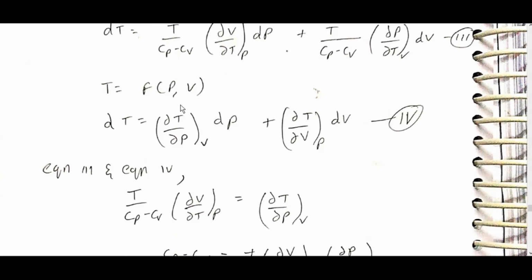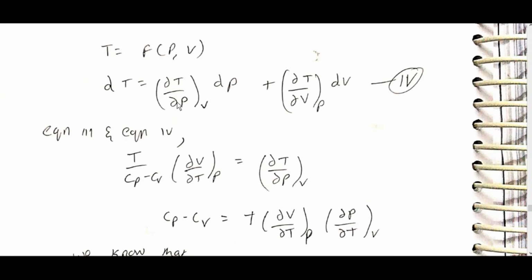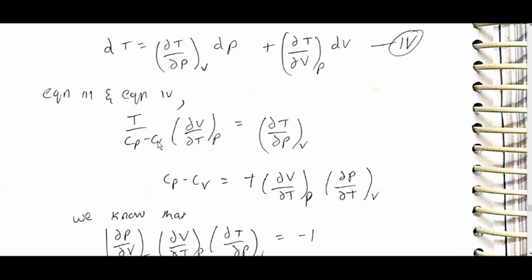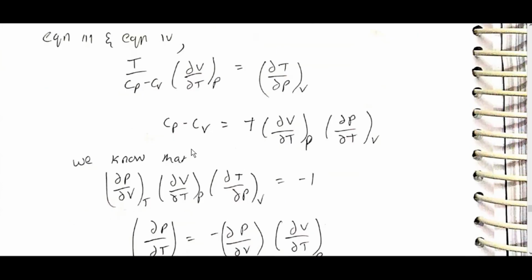T is equal to a function of P, V. dT is equal to ∂T/∂P at V into dP plus ∂T/∂V at P into dV. Comparing equations 3 and 4, T by (Cp minus Cv) into ∂V/∂T at pressure is equal to ∂T/∂P at constant volume. Cp minus Cv is equal to T ∂V/∂T at constant pressure into ∂P/∂T at constant volume.